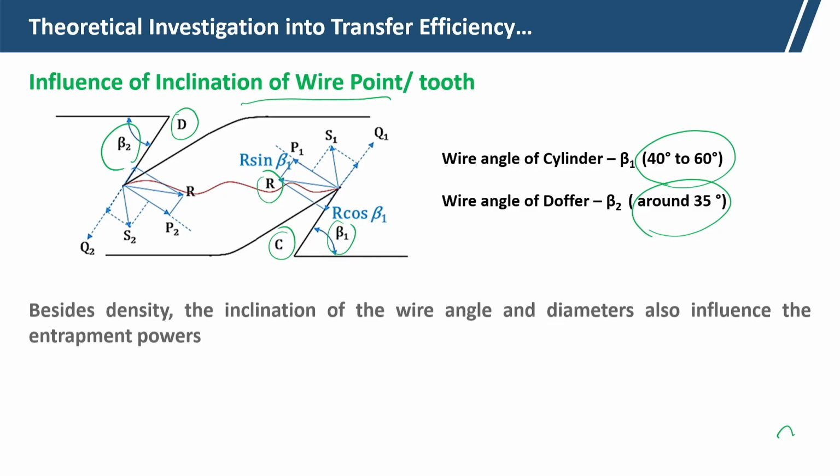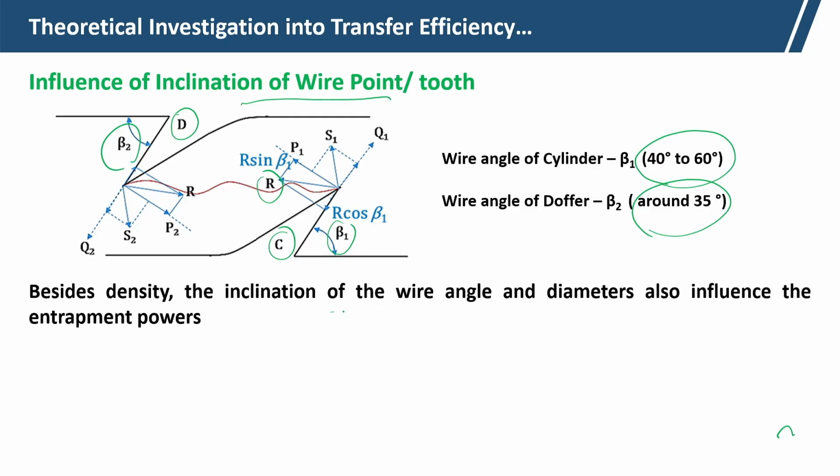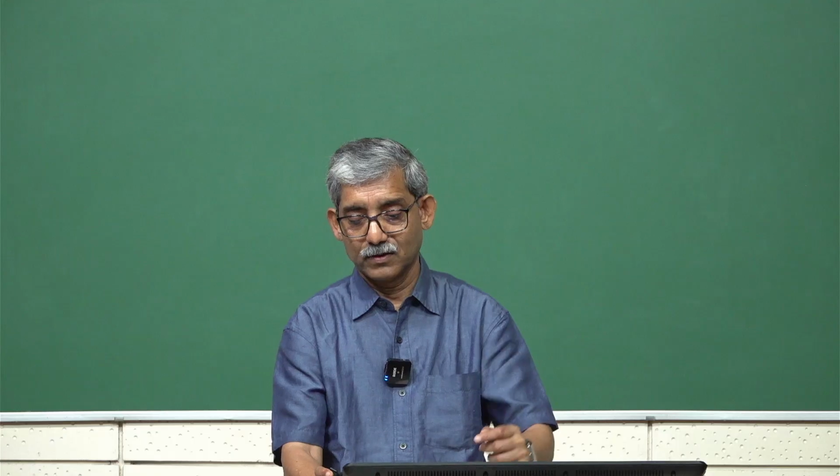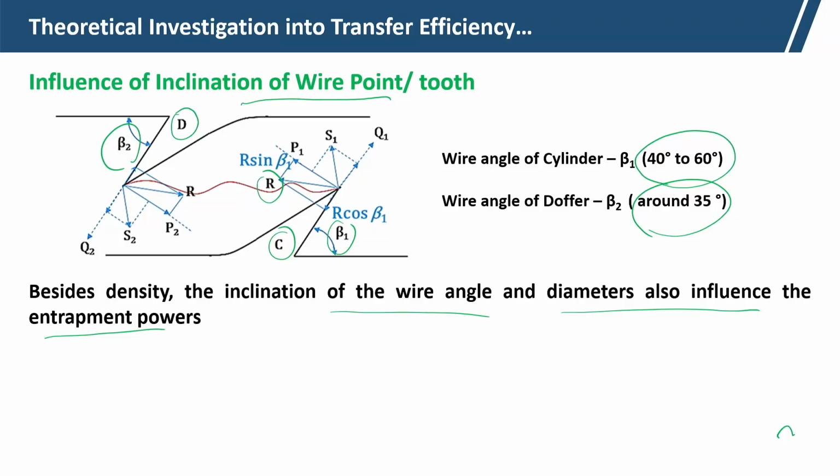Now, we will see mathematically. Besides density, inclination of wear point and diameter of the cylinder and doffer also influence the entrapment power. Here, if we look at this force R, it has two components, R cos beta 1 and R sin beta 1. So, this angle will also be beta.